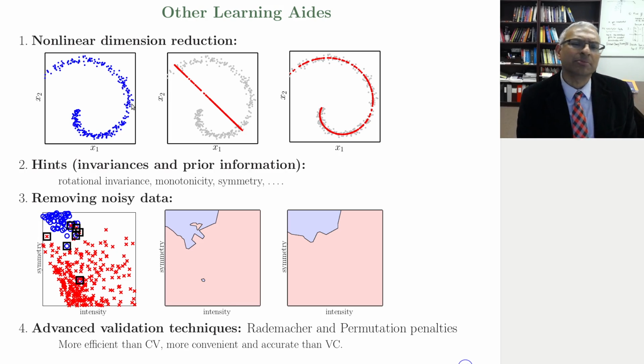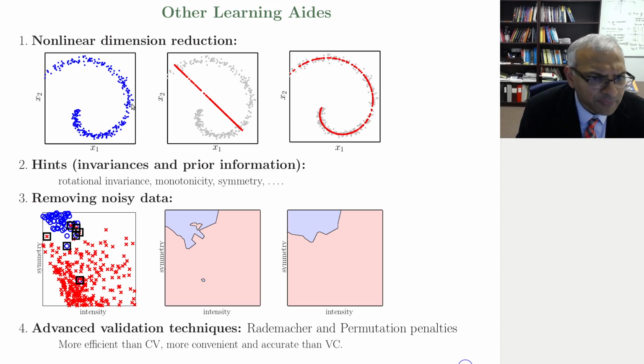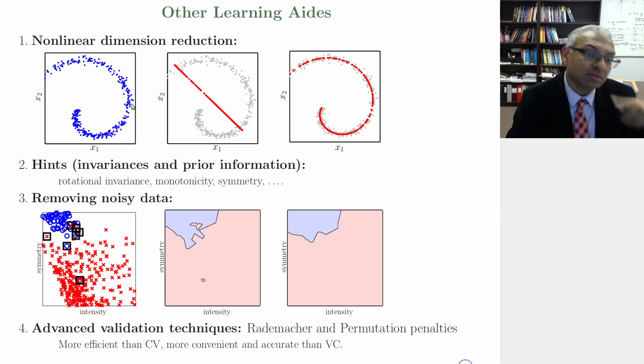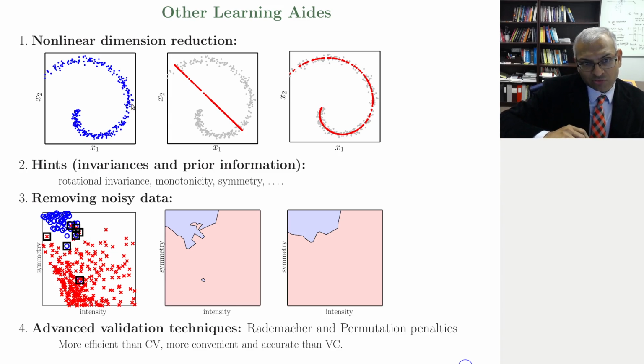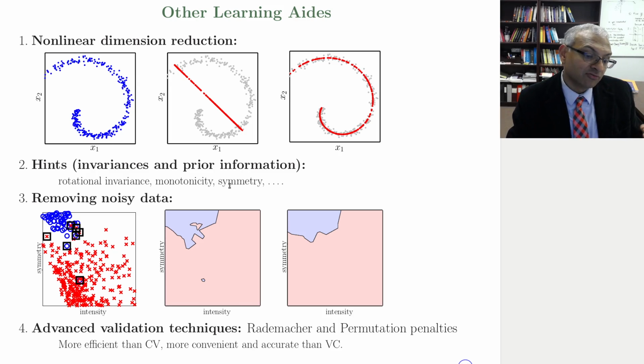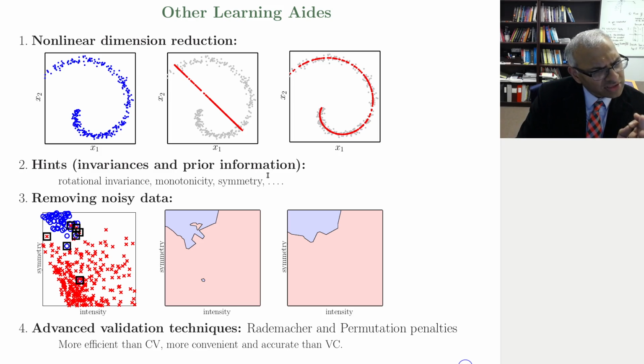Now, we're not going to talk about nonlinear dimensionality reduction. You can read about it a little bit in the text and in the literature. Sometimes you have information about the function, like it's rotationally invariant, especially in vision, or monotonicity. So whether or not you get credit should be monotonically increasing in your income, or symmetry. If something happens when you got richer, then the opposite should happen when you got poorer. So that's an example of symmetry. Those are called invariances and prior information that you have about the target function, and there are methods for incorporating those into the learning.